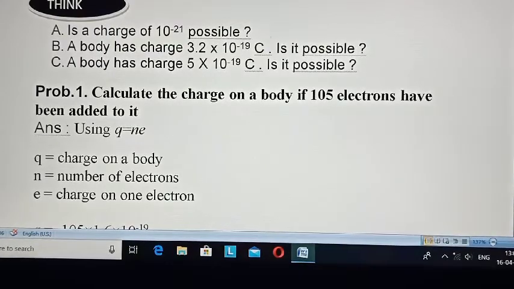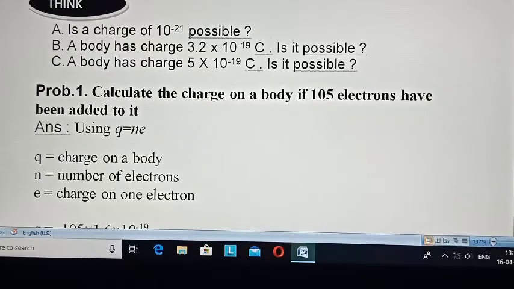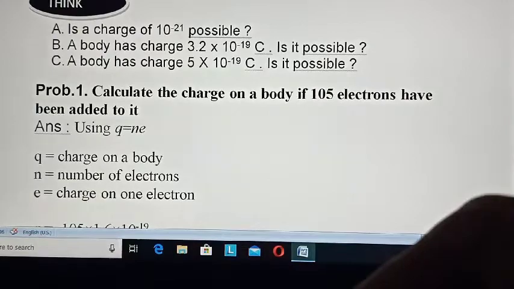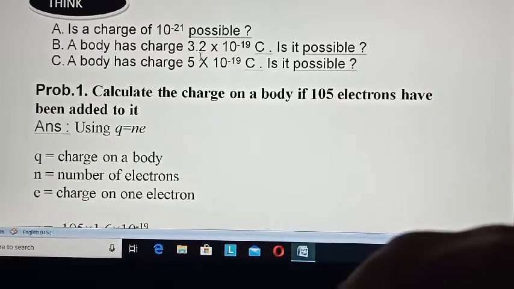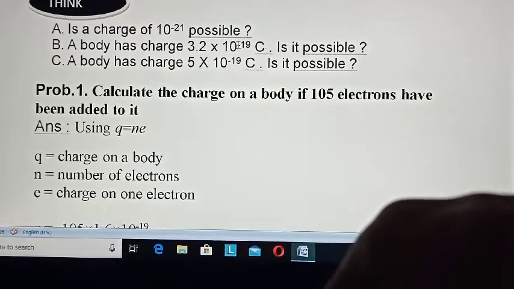Number B, a body has charge 3.2 into 10 to the power minus 19 coulomb. Is it possible? Now in this case also you can apply Q is equal to plus minus Ne. Here it is plus because the charge is positive. So what is the value of n here? The value of n here is 2, because it is 2 into 1.6 into 10 to the power minus 19. So it is 2e, twice the electronic charge. So 2 is an integer, so this is possible.